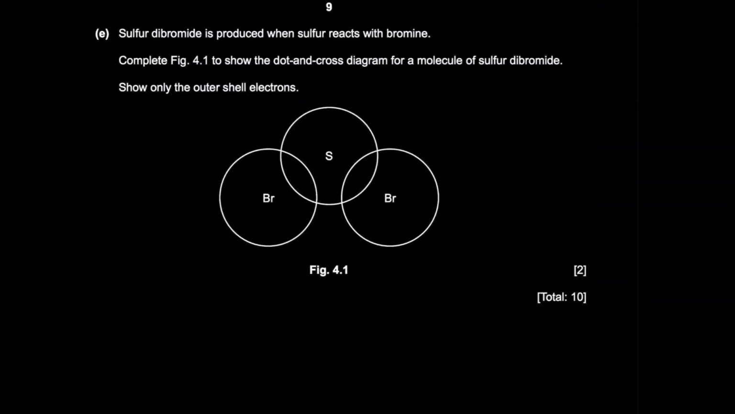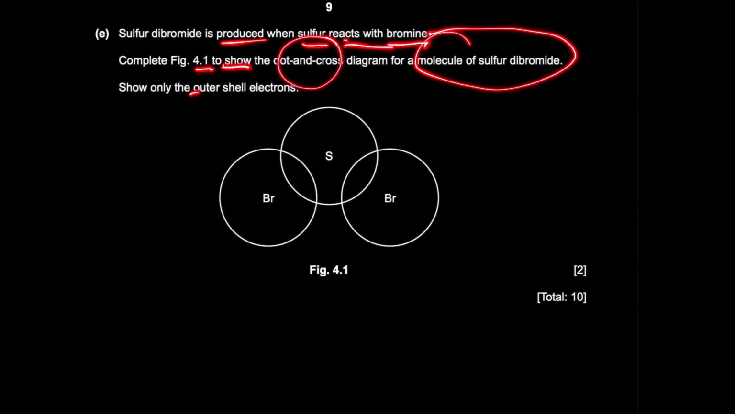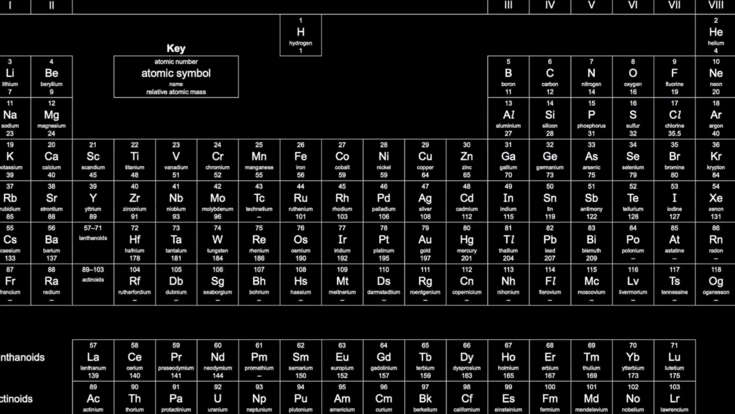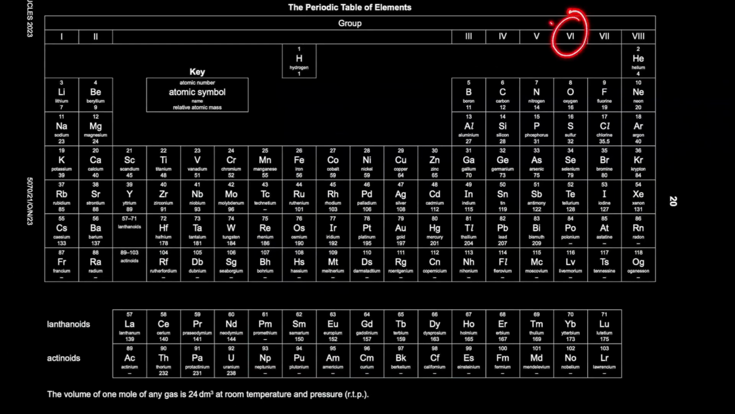Sulfur dibromide is produced when sulfur reacts with bromine. Complete figure 4.1 to show the dot and cross diagram for a molecule of sulfur dibromide. Show the outer shell electrons only. Now first, I'll remind you guys, sulfur is in group 6 and bromine is in group 7, which means sulfur has 6 valence electrons and bromine has 7 valence electrons, which means bromine only wants one more.